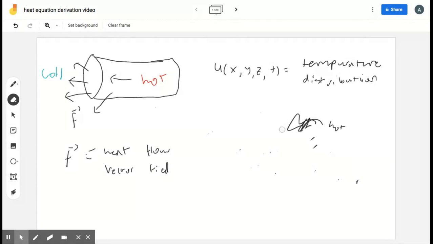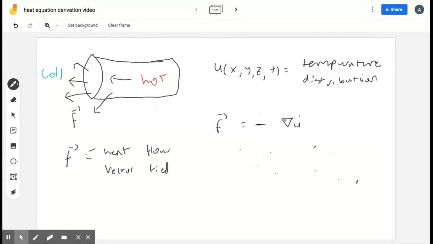So now what we can do is say that the heat flow vector field F is in the direction of the gradient of u. But the gradient of u would be the direction you'd have to move to increase the temperature the fastest. But heat moves from hot to cold, not cold to hot. Cold to hot would be increasing the temperature, but heat moves in the direction that decreases temperature fastest. So we have to take the negative.